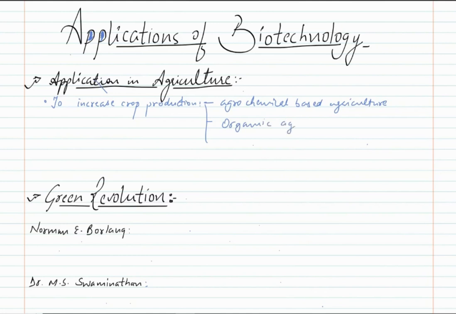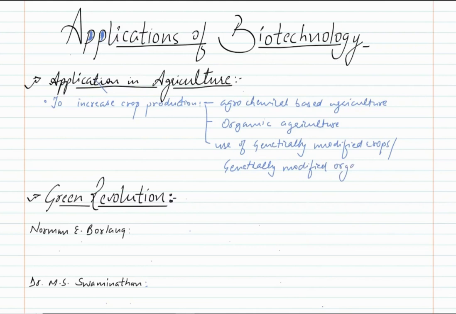Next, we have organic agriculture. And the other is the use of genetically modified crops or genetically modified organisms, which are also known as GMOs.